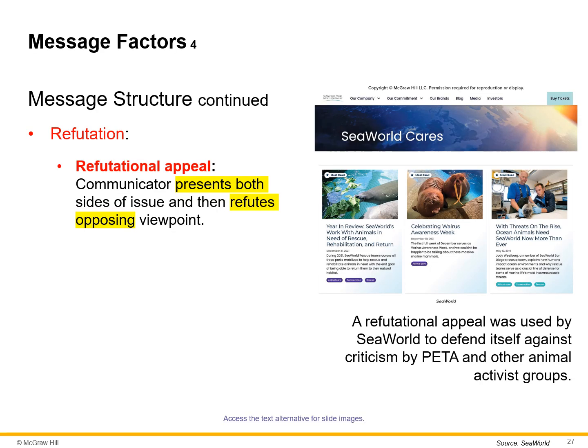Message structure, there is refutation. Refutation appeal. You can refute. That's called a refutation appeal. The communicator presents both sides of the issue and then refutes the opposing viewpoint. You can present both sides of the issue and then refute the one that you oppose.